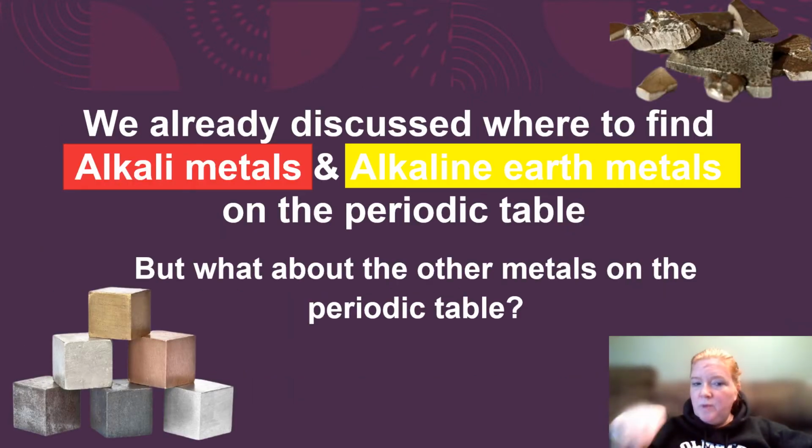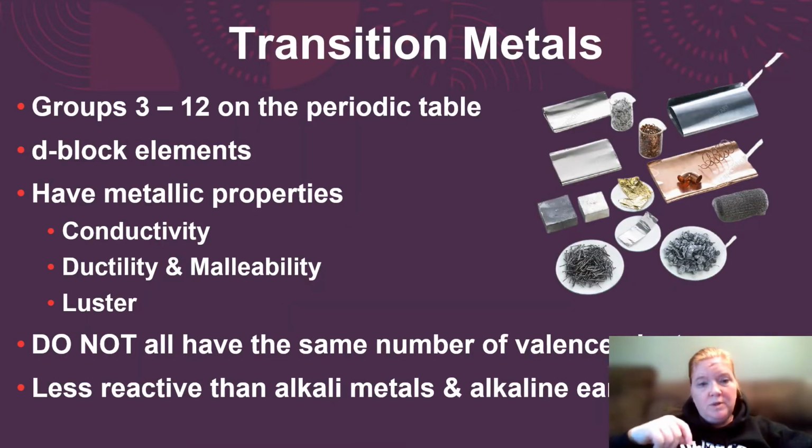So we already discussed where to find alkali metals and alkaline earth metals on the periodic table. What about the rest? Okay, so well, there's transition metals. We did talk about those briefly. That's groups 3 through 12. They're the D block. They do have metallic properties, so they're conductors, they're ductile, they're malleable, they have luster, but they don't have that same repetitive pattern of the same number of valence electrons. They also have less reactivity. In fact, some of them are extremely unreactive, like gold. That's why we make jewelry out of it, because it doesn't tarnish like other metals would.